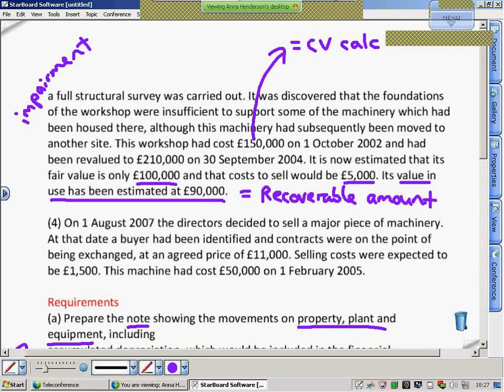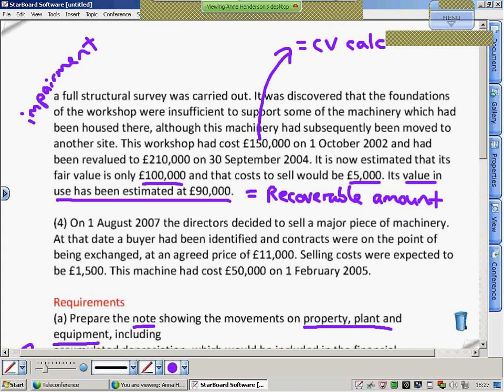Final paragraph we've got then, the directors decide to sell a major piece of machinery. So they make that decision to sell on the 1st of August. We've identified a buyer, selling cost expected to be 1,500 and the machine cost 50,000. So this is a held for sale asset, and with the held for sale asset, we're going to have to think through those rules of lower of carrying amount and net realisable value, etc. So I'm going to come back to the rules.